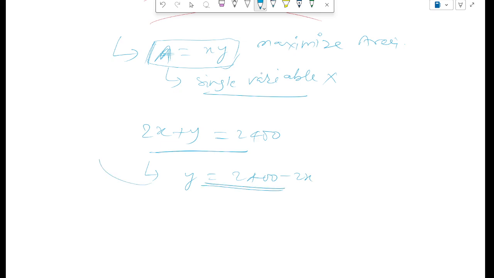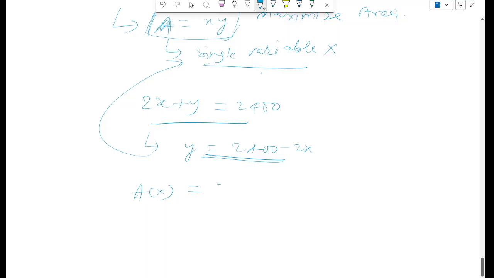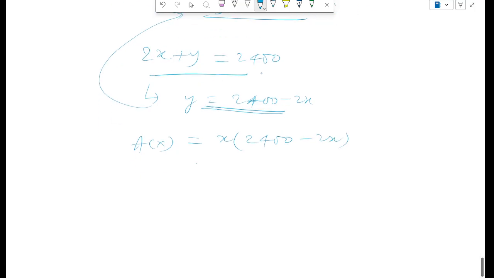Now put this y in area. We will get area as a function of x equal to x into y. x into y is x into (2400 minus 2x). Now we have a single variable area function. This is 2400x minus 2x square. This is our A(x).